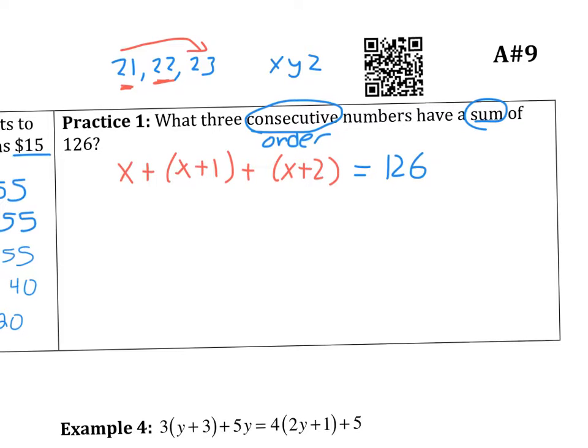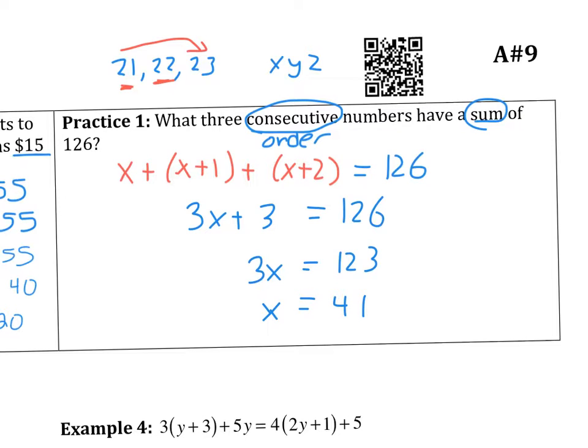Now when we solve this, we get 3x plus 3 equals 126. Now subtract 3 to get 123, and x is 41. That's not your answer. Your answer now, you have to add, show the next 2: 41, 42, and 43 right there.